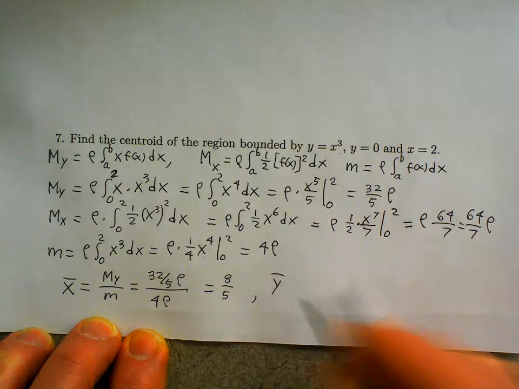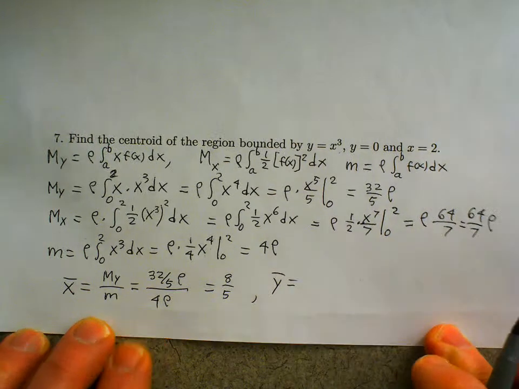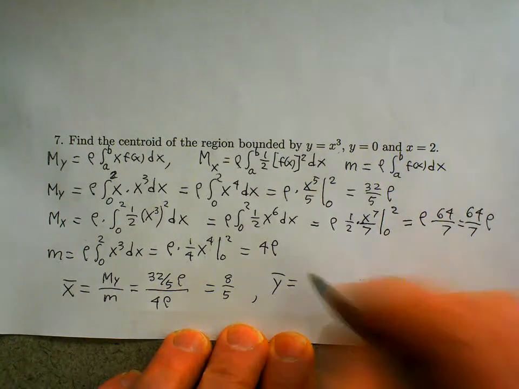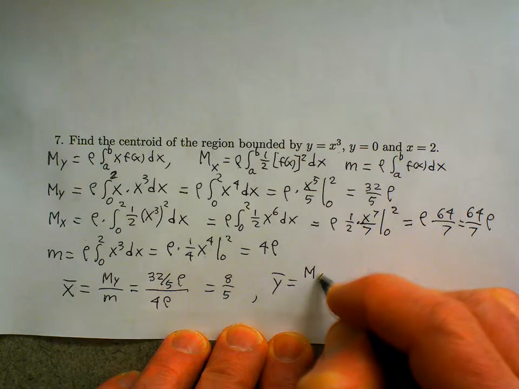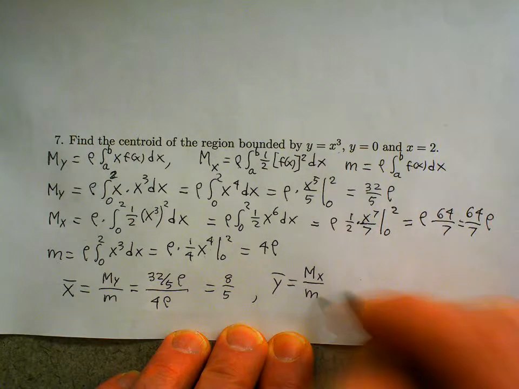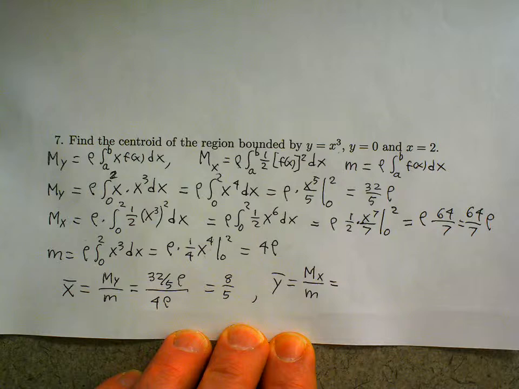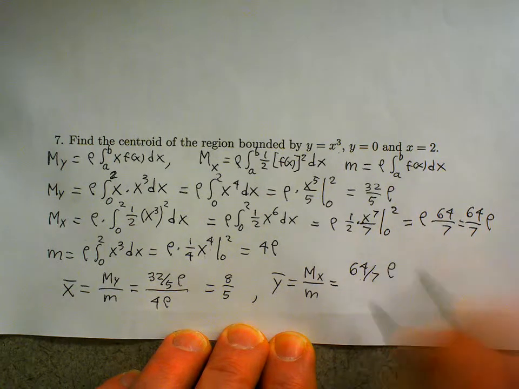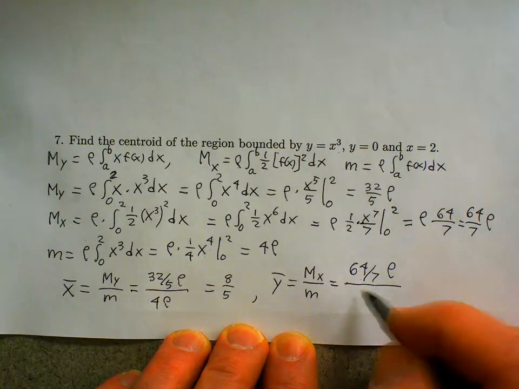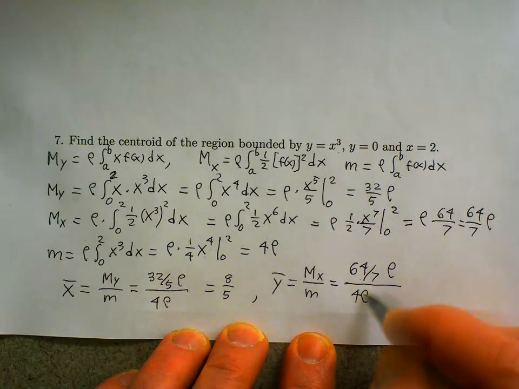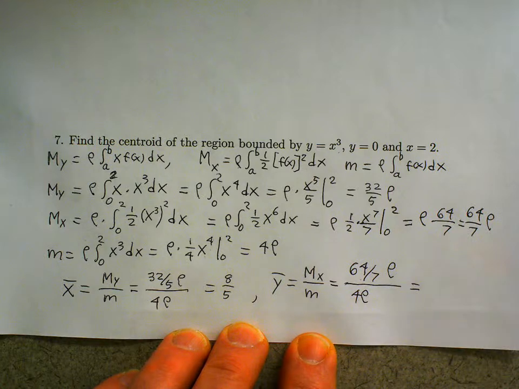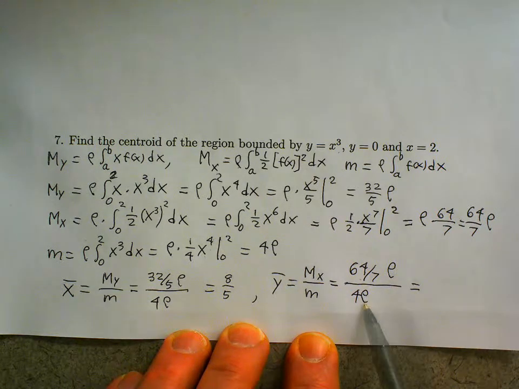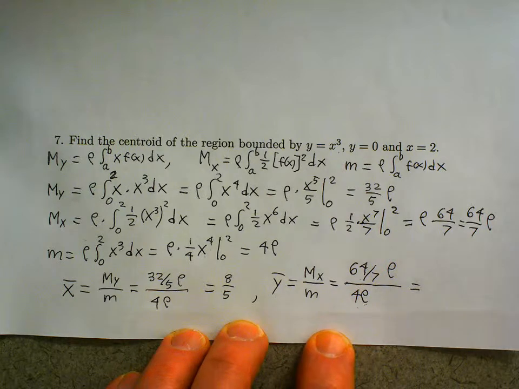The y-coordinate of the centroid, by definition, is m sub x divided by m. So this one is 64 sevenths times rho divided by 4 times rho. The rho factors cancel. 64 sevenths divided by 4 is 16 sevenths.